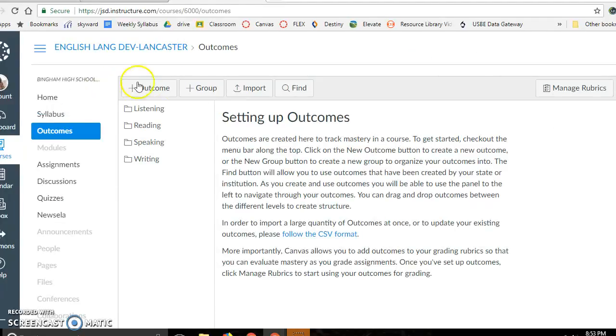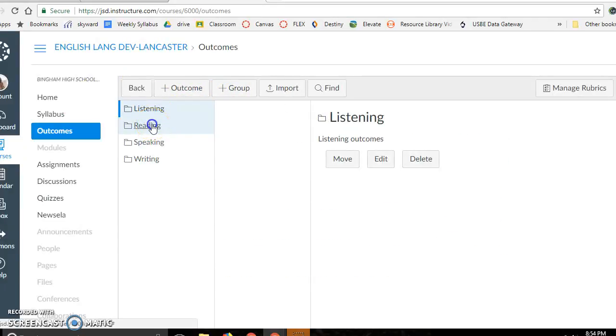So I have some outcomes. I think, were they not listening? These are for my ELD kids, so they have listening standards, reading standards, speaking standards, and writing standards, and I'm going to put them all in there. These ones I can't download because they are WIDA standards, and I have to figure out how I'm going to add those together.